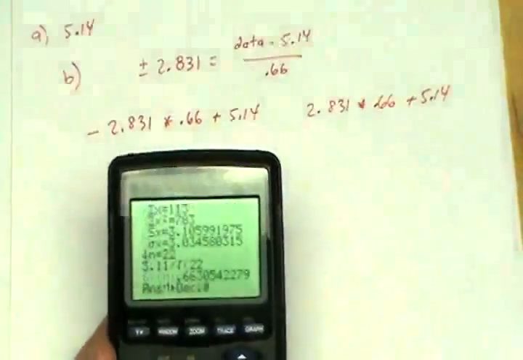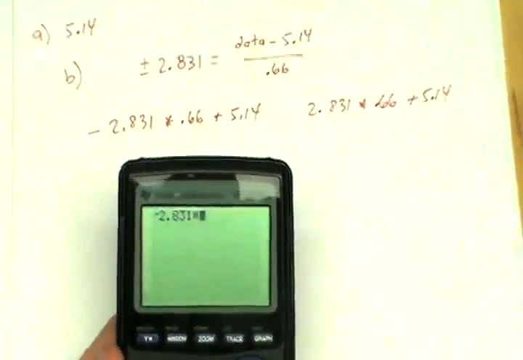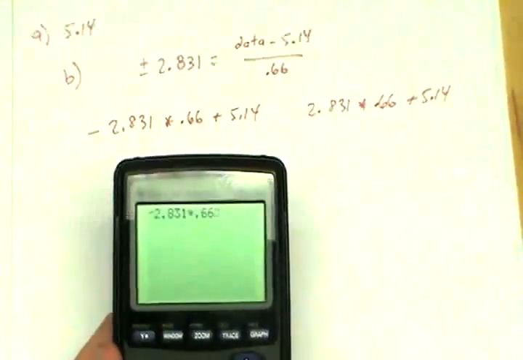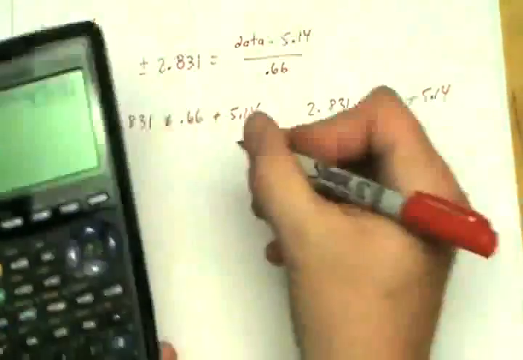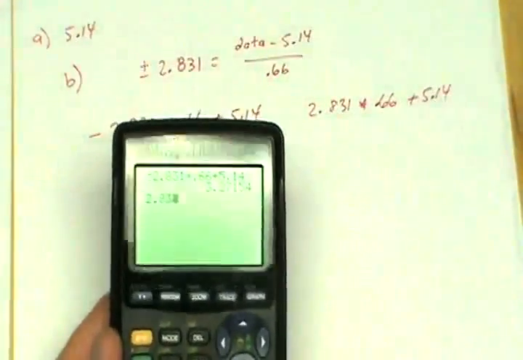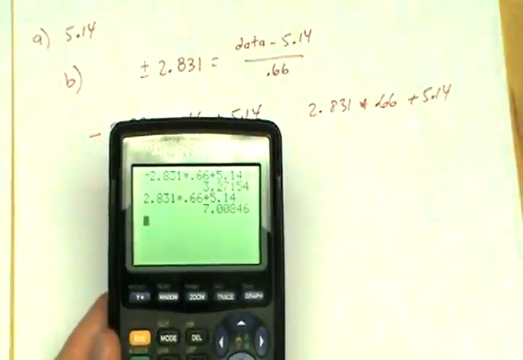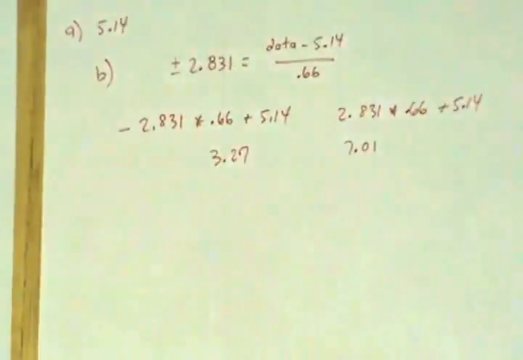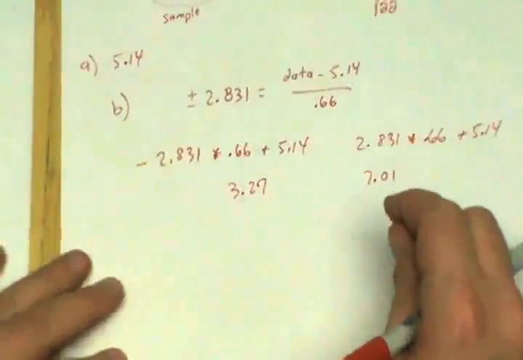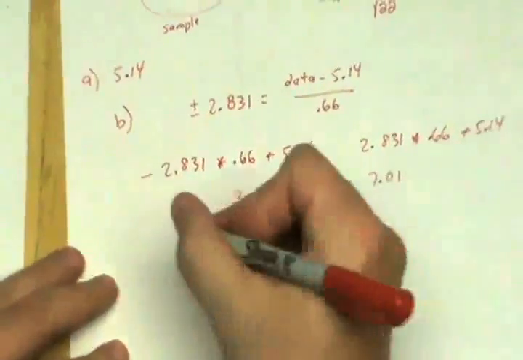So negative 2.831, we're going to multiply by 0.66, and then we're going to add 5.14. And we're looking at 3.27. And then we want to do the same thing to the 2.831. We're going to multiply by 0.66 and add 5.14. 7.01. Now remember, we're at a 99% confidence interval, so in order to be 99% confident, we have to get a pretty wide range, so that creates a 99% confidence interval.